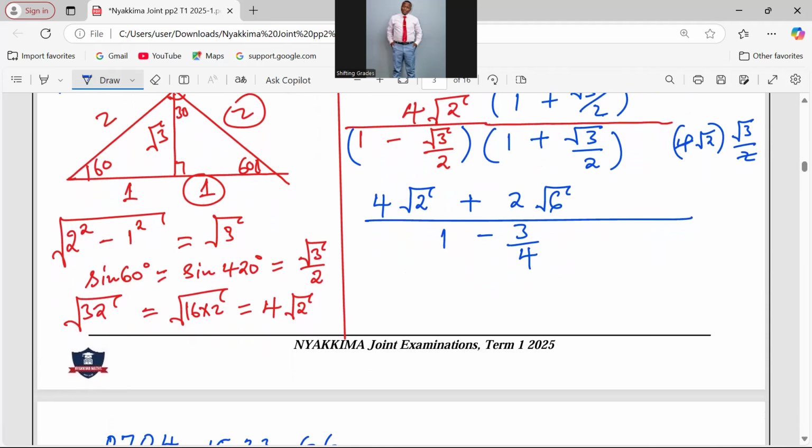But we can simplify further. So we will have 4 root 2 plus 2 the root of 6 divided by 1 minus 3/4, we get a quarter. So we can multiply now for us to do away with this fraction, which is at the decimal. We can just multiply everything by the reciprocal, so by 4.